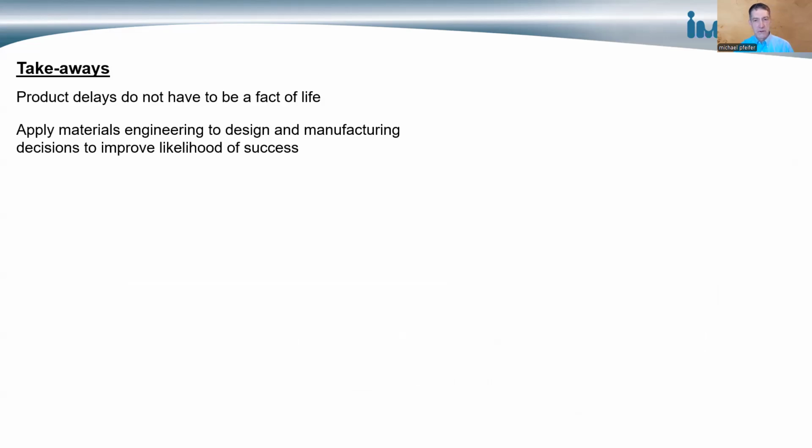So there are two takeaways. The first is that product delays don't have to be a fact of life. There are a lot of things that can be done to prevent product delays from occurring, at least from the materials engineering perspective. And the second, that we can apply materials engineering to design and manufacturing decisions to improve the likelihood of success and develop products that we can make over and over again and not have delays, be able to meet schedules, and have good quality.